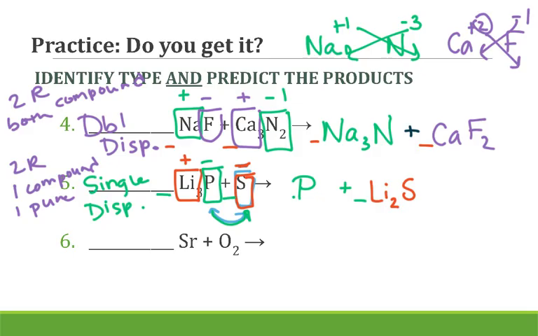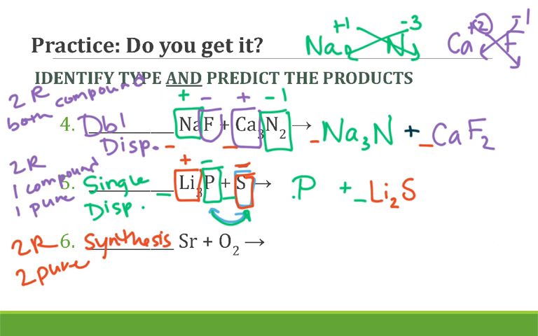All right, number 6, Sr plus O2. We only have 5 types, so this one must be a repeat. I have 2 reactants. Neither of them are compounds, so it's 2 pure elements, 2 things that are already by themselves. So what's the only thing that can happen? They're going to form a compound. And so this one is going to be synthesis. They are going to get paired together.